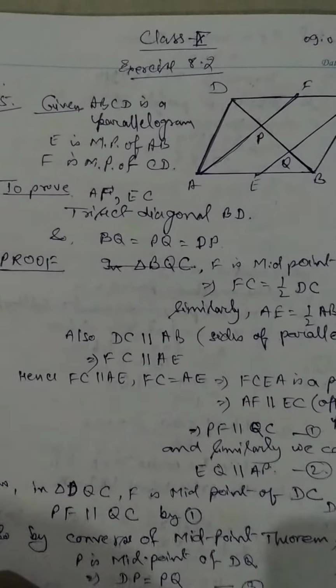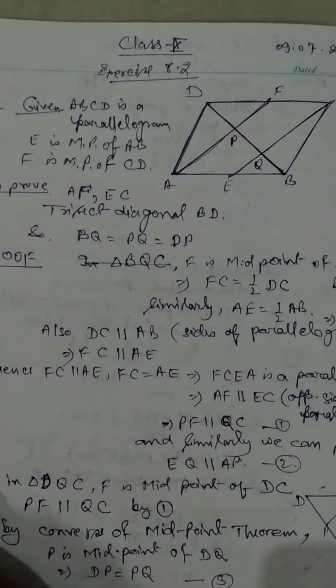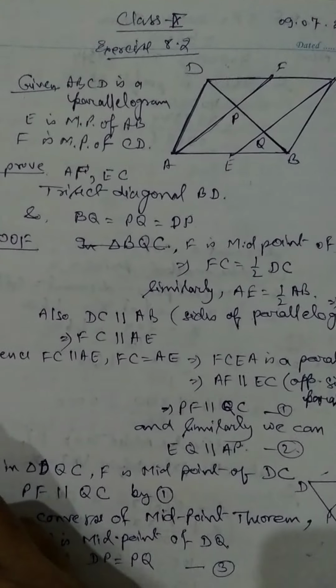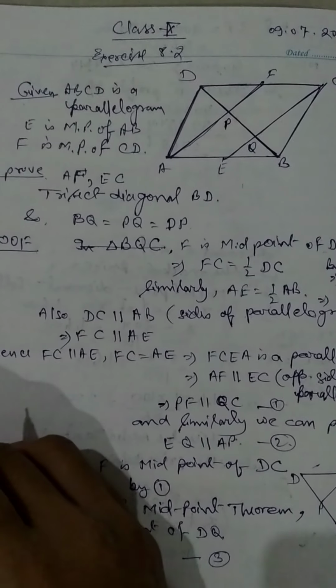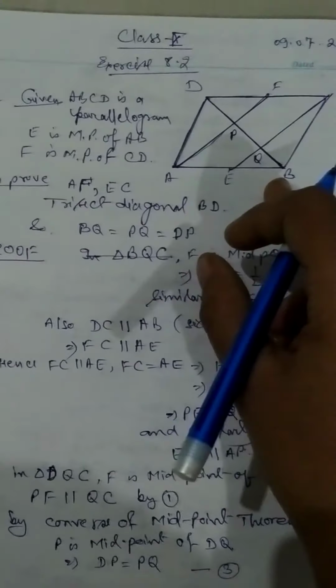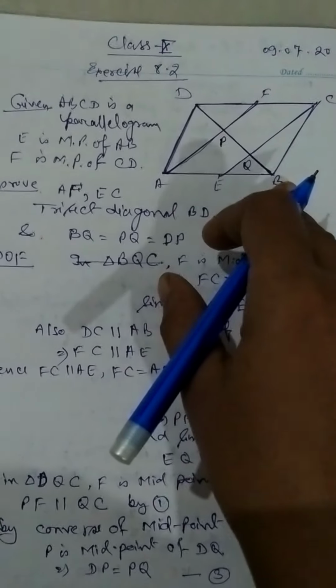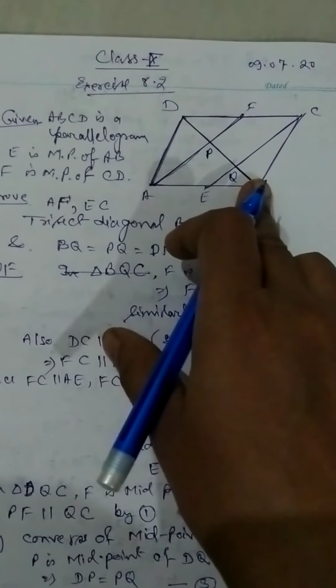See question number 5 in exercise 8.2. The chapter is for quadrilaterals. Now in question number 5, you have to thoroughly read the question. It is given that ABCD is a parallelogram and DB is one of its diagonals. F is the midpoint of DC and E is the midpoint of AB.